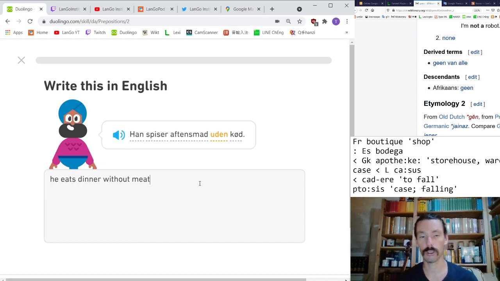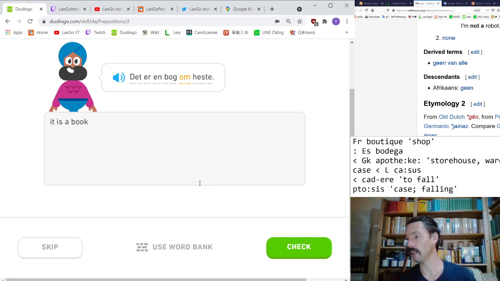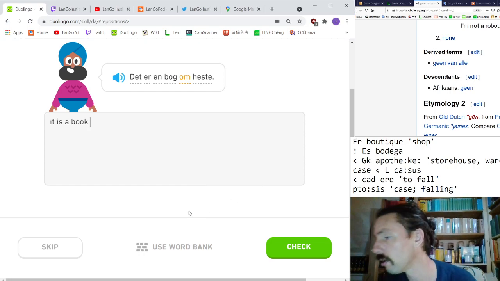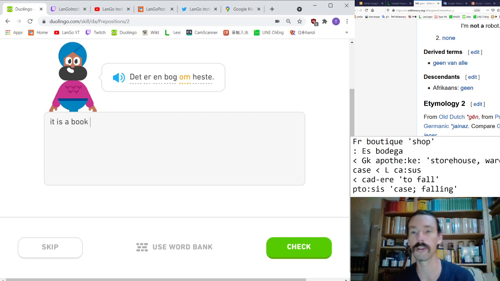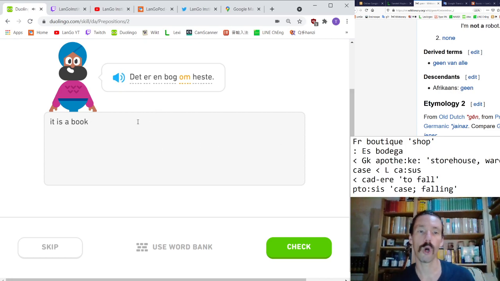Kjøtt. You saw elsewhere. Det er en bog om heste. Det er en bog, heste. We could say it is a book. It's quite like the German. Aftensmad, yeah, it's like an L because it's a weakened D. It's gesturing towards the th sound. Aftensmad, yeah, I would even lose that in the middle syllable. Det er en bog om heste. Heste, about horses.